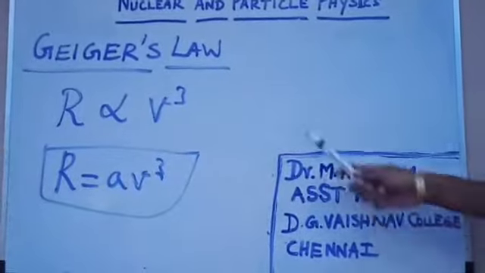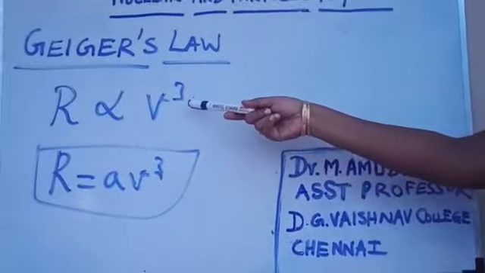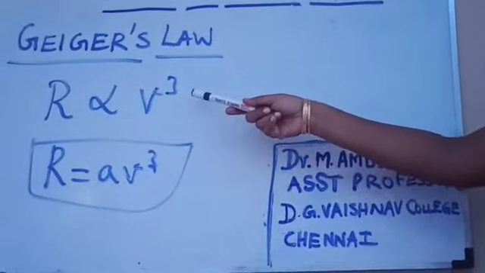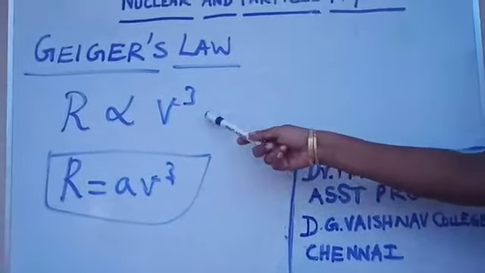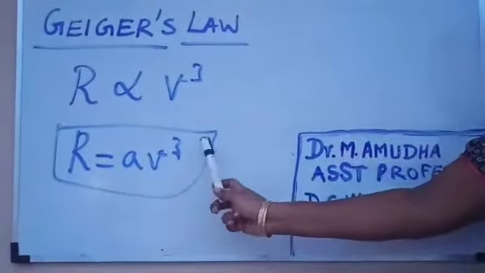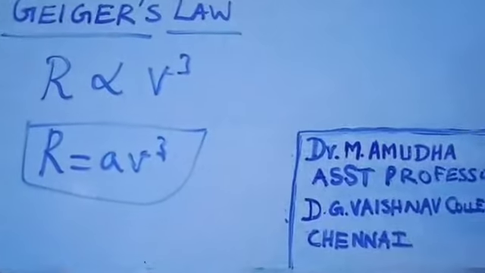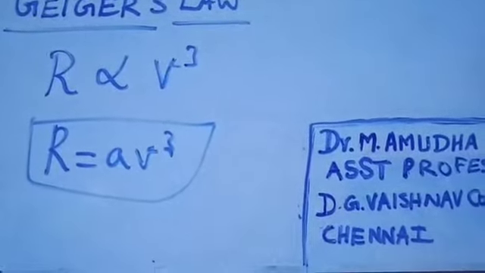Geiger's law. The range of the alpha particle is directly proportional to the velocity of its emission, and it is found to be proportional to the cube of the velocity of its emission. So we can write the range of the alpha particle as R = A V cube, where A is a constant. This law is called Geiger's law.